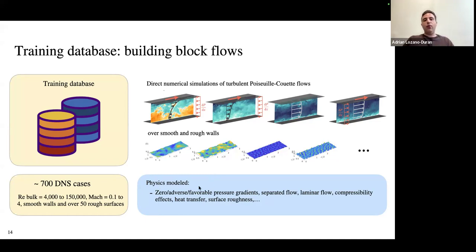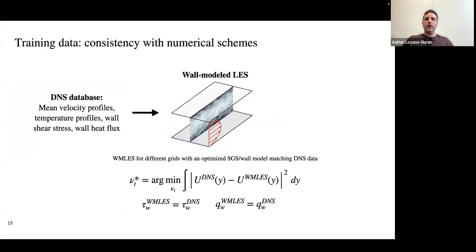So in a way, what is the physics of the model? These are the physics that we are trying to capture: zero, adverse, and favorable pressure gradient, separated flow. The model also captures laminar flow. It's not shown here, but that's trained with analytical solutions. Compressibility effects, and with that, we capture heat transfer and the roughness surface. And now we are updating some of this database to include new building blocks, but for this presentation, this is the version of the model that we have been validating the most. So I'm going to be talking mostly about this version for now.